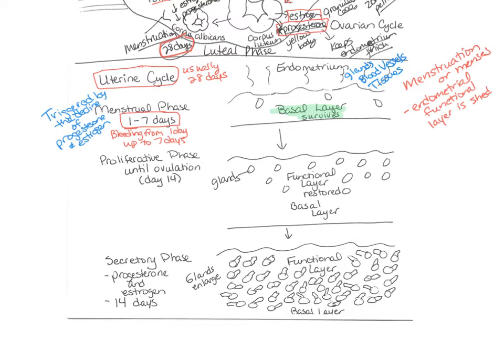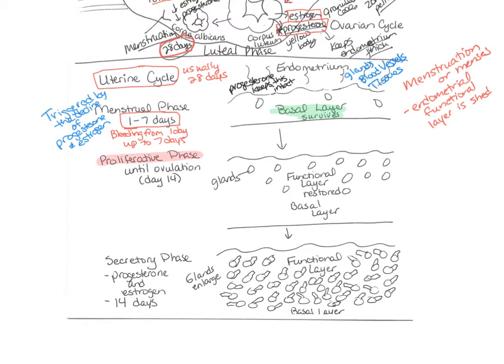Progesterone was the hormone that was keeping that functional layer intact in the uterine cycle. So as soon as progesterone levels plummet, the functional layer of the endometrium can no longer be sustained and it will shed. The next phase of the menstrual cycle, or the uterine cycle, is called the proliferative phase.